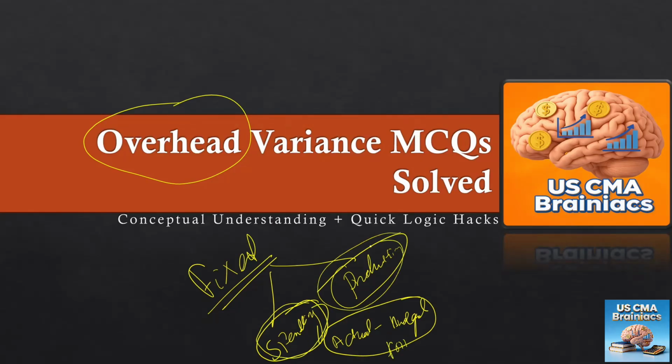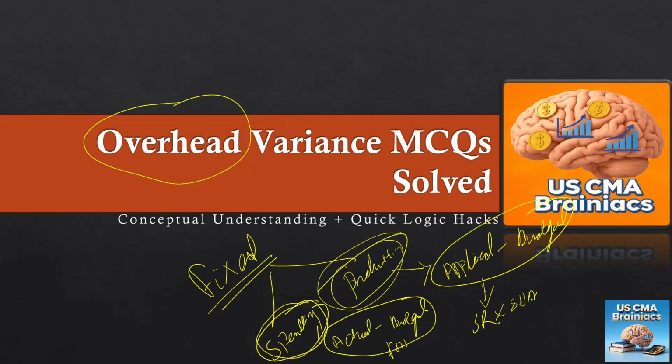What about the production volume variances? For the production volume variances, the formula is budgeted fixed overhead minus applied fixed overhead. And to find out applied fixed overhead, the formula is standard rate times standard hours for the actual output. This is the formula we already discussed in our last session. If you are not aware of that, please watch the last session, where we started fixed overhead variances with a conceptual basis. Clear?